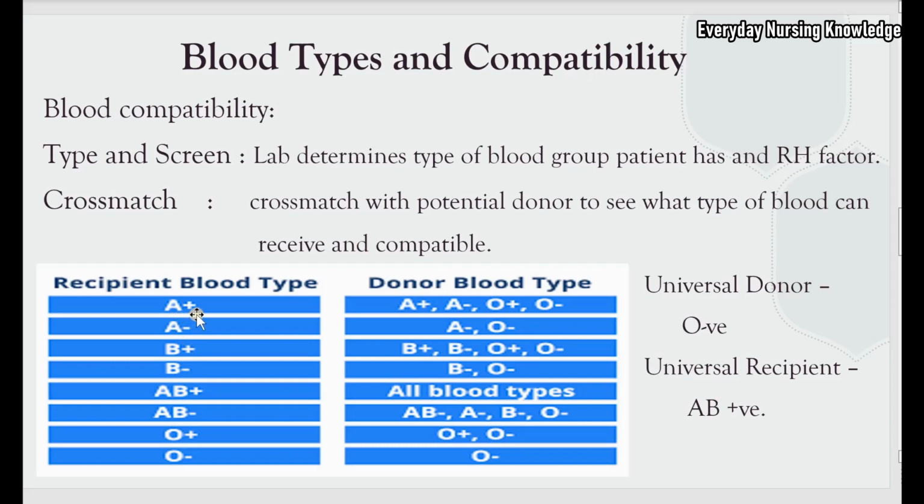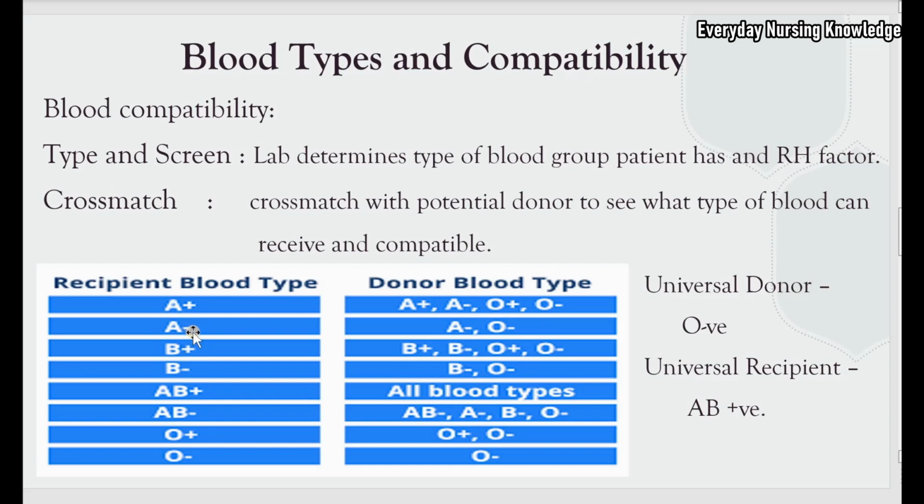Now, A positive, if that's the recipient blood, what can be the donor blood type? So, A can receive blood from A. Remember what I said before, O doesn't have any antigen, so O can give blood to all blood groups. So, A and O. Since A is positive, this person can receive blood from A positive, A negative, O positive, O negative.